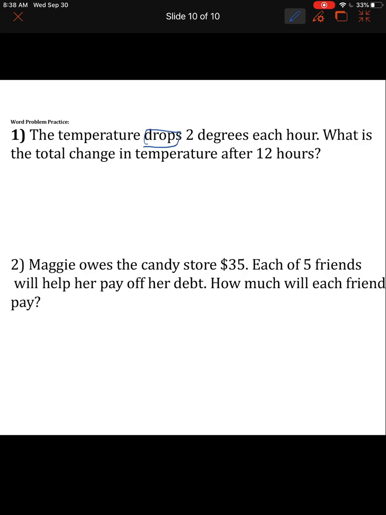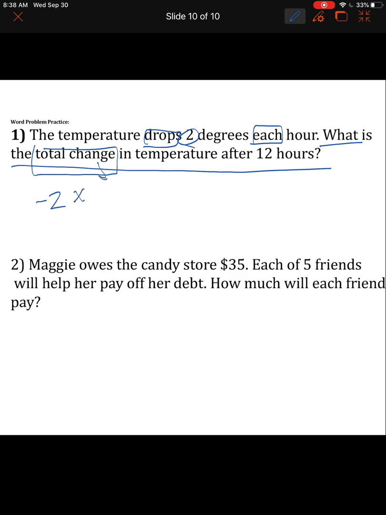The temperature drops 2 degrees each hour. What is the total change in temperature after 12 hours? Okay, so it's dropping 2 degrees, so that means it's going down 2 degrees each hour. What is the total change in temperature after 12 hours?